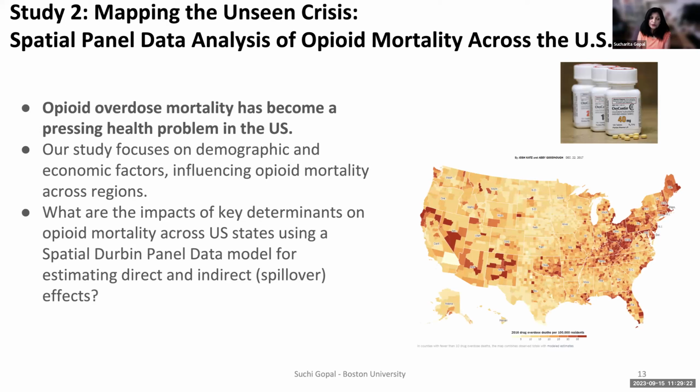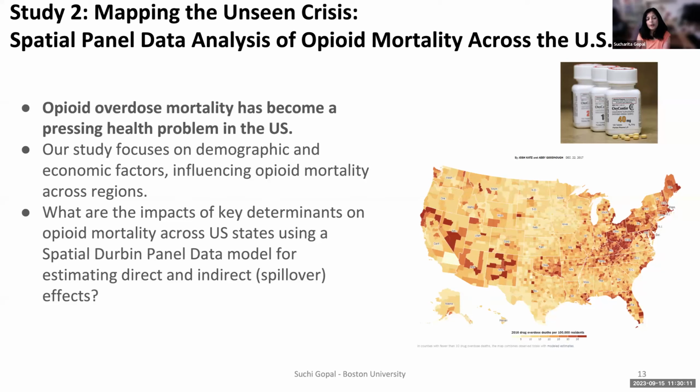So opioid addiction, as you know, and opioid overdose mortality has become a very pressing health problem in the US. And as many people, including Purdue Pharma, funded by the Sackler family, have been legally implicated, opioid prescriptions and opioid overdose mortality has been replaced or substituted by fentanyls, which are coming from all other parts of the world, including China and across the border. So this particular opioid mortality that we are looking at is in the United States between 2014 and 2019.